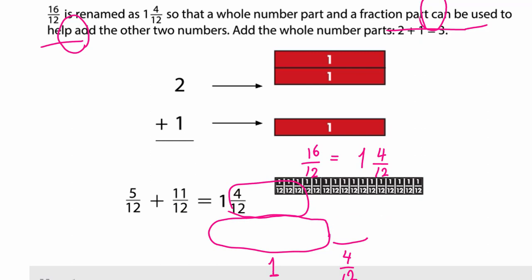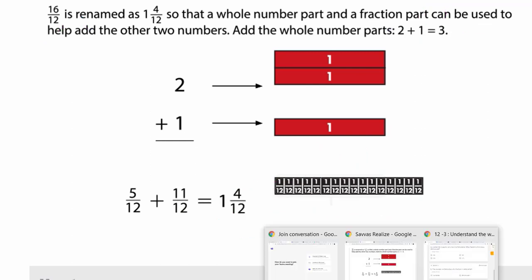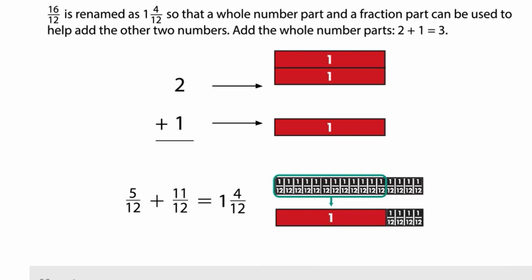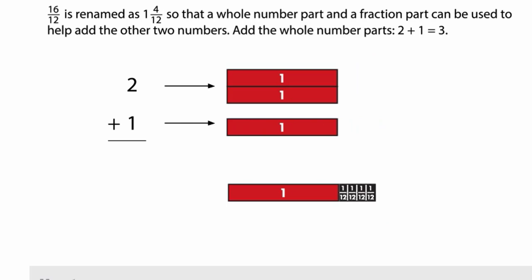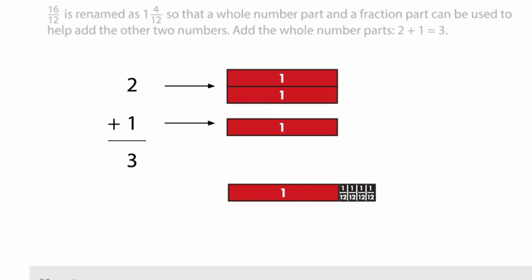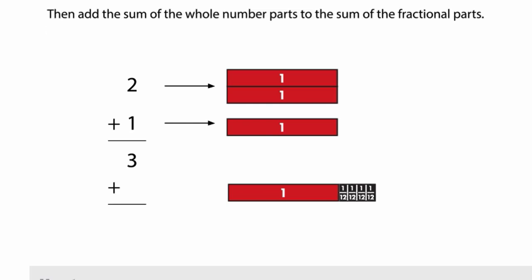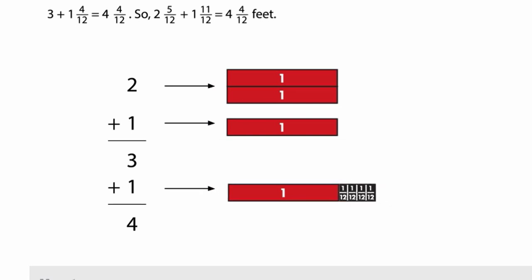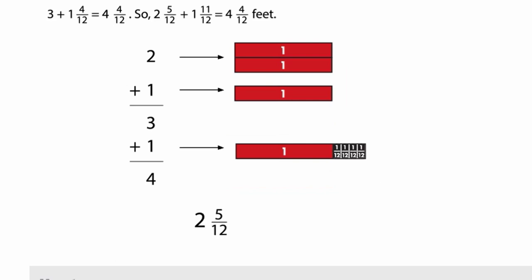16 twelfths is renamed as 1 and 4 twelfths so that a whole number part and a fraction part can be used to help add the other two numbers. Add the whole number parts. 2 plus 1 equals 3. Then add the sum of the whole number parts to the sum of the fractional parts. 3 plus 1 and 4 twelfths equals 4 and 4 twelfths. So, 2 and 5 twelfths plus 1 and 11 twelfths equals 4 and 4 twelfths feet.